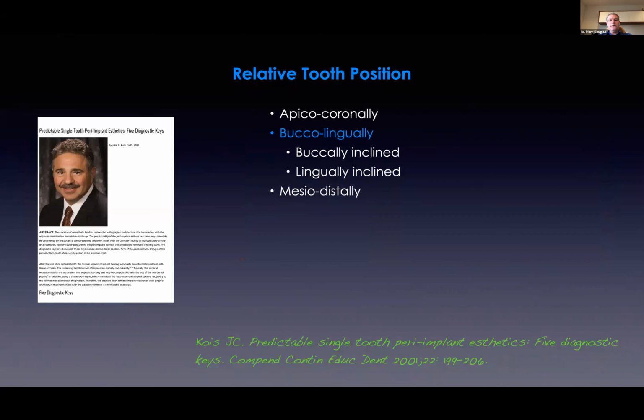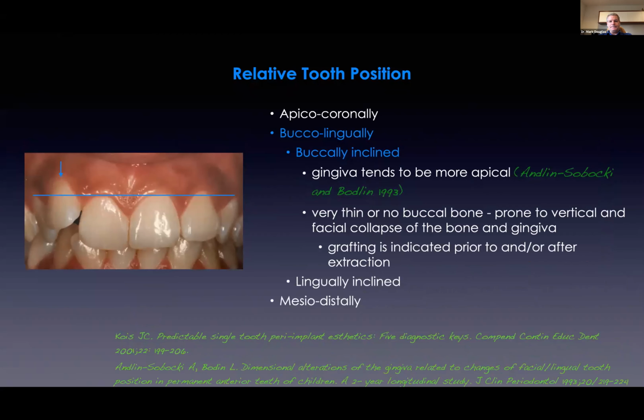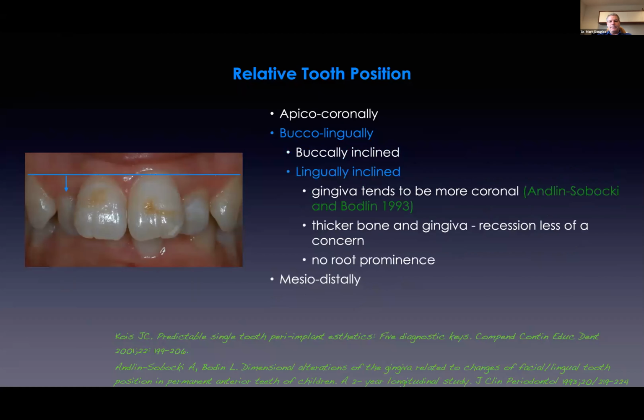So if we look at the buccolingual dimension, if a tooth is buccally inclined, as it is in the upper right lateral incisor here, what happens is the gingiva tends to go more apical, and you have very thin or no buccal bone. So these are very, very prone to vertical and facial collapse of the bone and gingiva after you take the tooth out and put an implant in. The way to deal with this is you really want to do some grafting, either before and/or after the extraction. On to the next one.